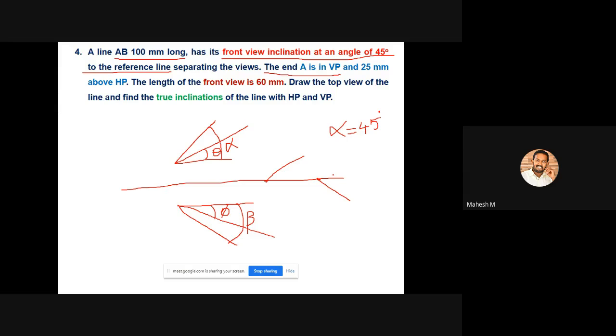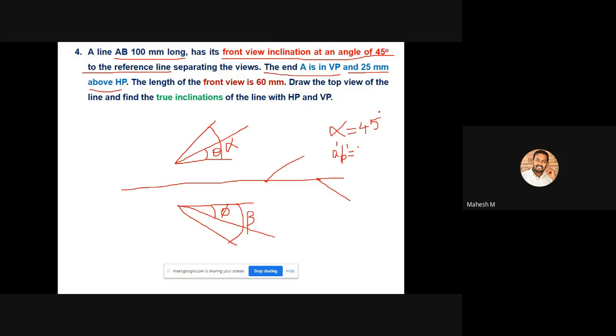So this is our problem. We are going to mark the top view and also the top view true length. The starting point of the top view and the starting point of the top view true length should be on the reference line. And the second condition is 25 mm above HP. The length of the front view is 60 mm. We know the length of the front view, that means A dash B dash is 60 mm.